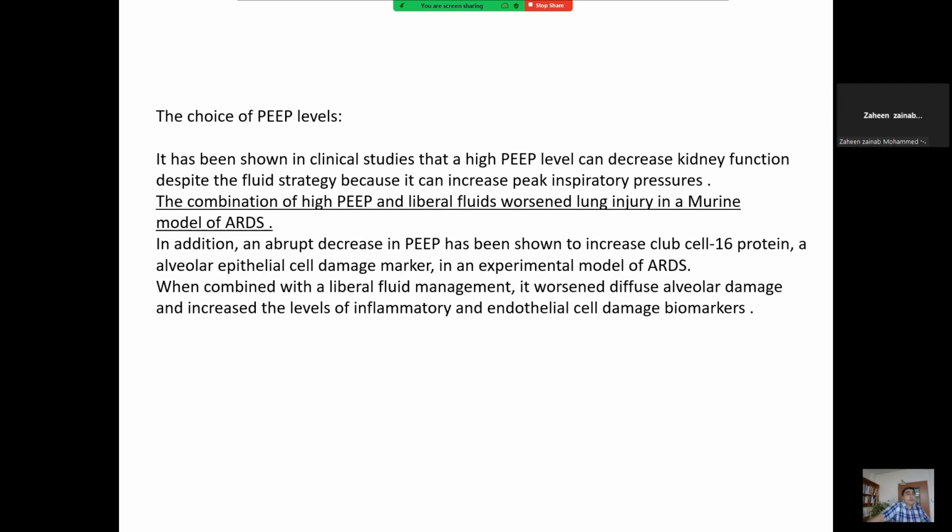Also, the choice of PEEP levels. It has been shown in clinical studies that a high PEEP level can decrease kidney function despite the fluid strategy because it can increase peak inspiratory pressure. The combination of high PEEP and liberal fluid worsened lung injury in a murine model of ARDS. In addition, an abrupt decrease in PEEP has been shown to increase club cell 16 protein, an alveolar epithelial cell damage marker, in an experimental model of ARDS. When combined with liberal fluid management, it worsened diffuse alveolar damage and increased the level of inflammatory and endothelial cell damage biomarkers.